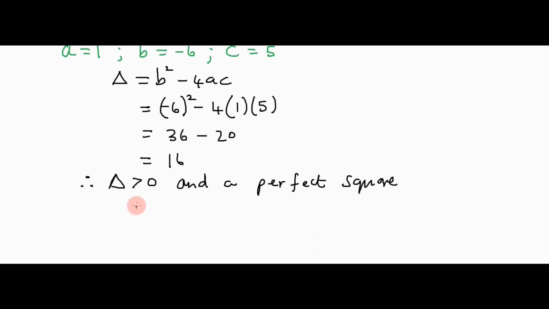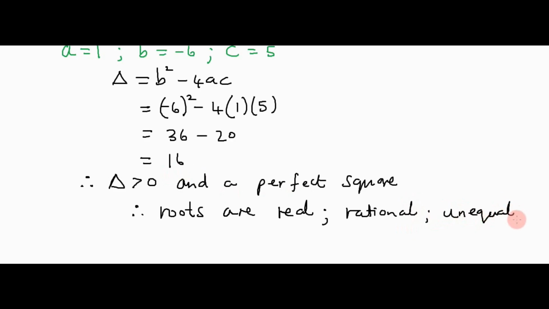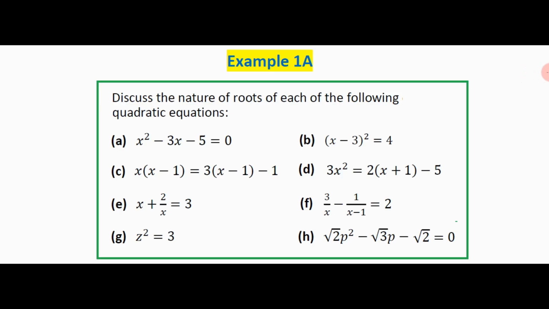So therefore the roots are firstly real since delta is greater than 0. They are going to be rational since delta is a perfect square. And once again, since delta isn't equal to 0, the roots will be unequal as well. Let's look at C.